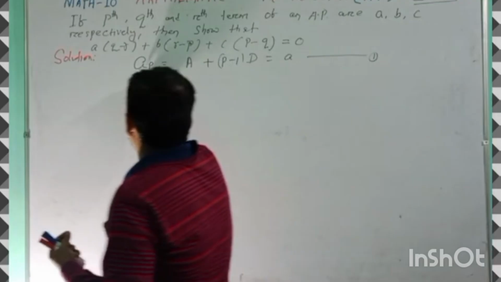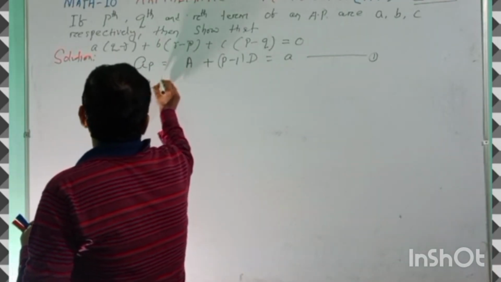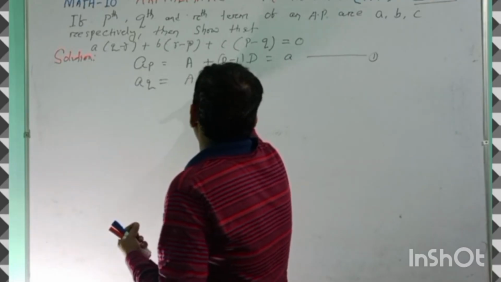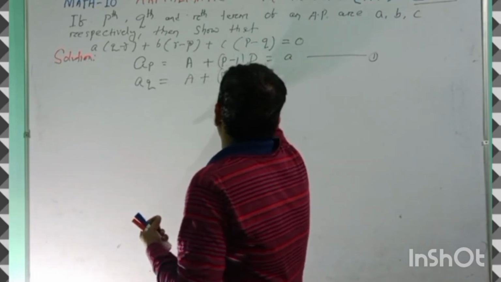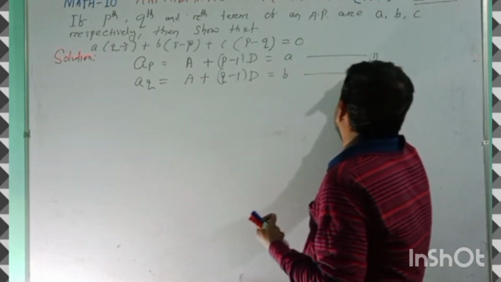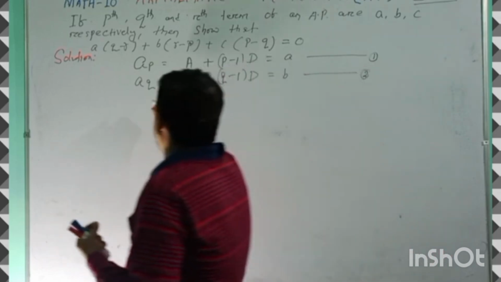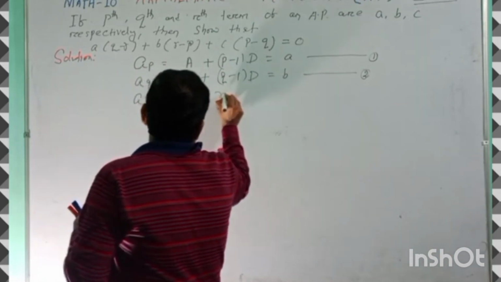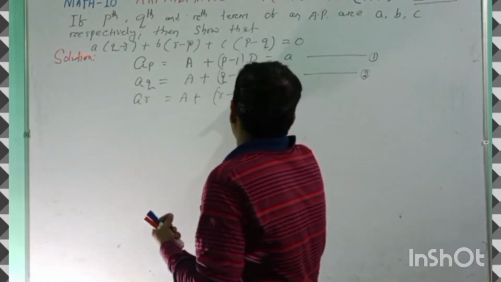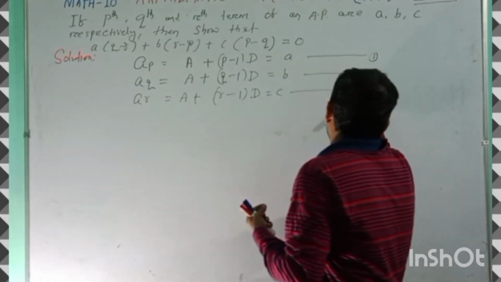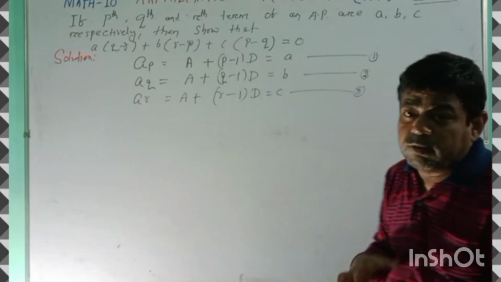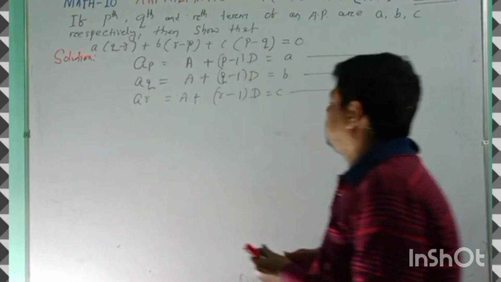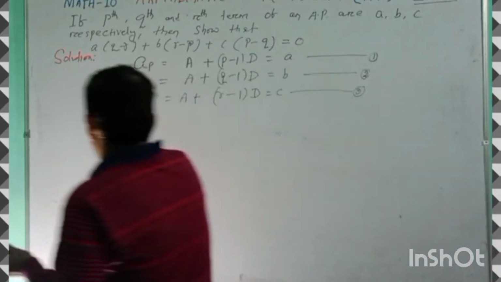Similarly, the qth term is equal to A plus (q minus 1) into d is equal to b, right? This is equation number 2. The rth term, A plus (r minus 1) into d is equal to c. This is given. Okay, understand? So you have to prove a into (q minus r) plus b into (r minus p) plus c into (p minus q) is equal to 0. Let us see this left hand side.